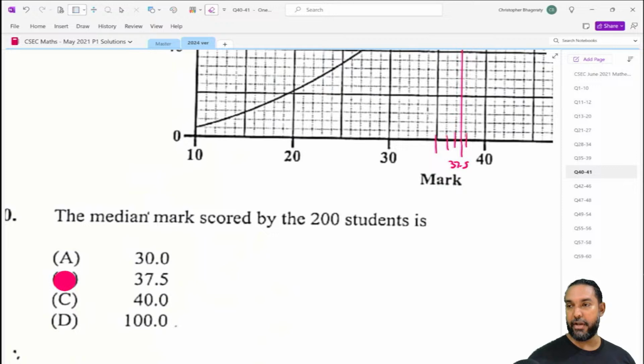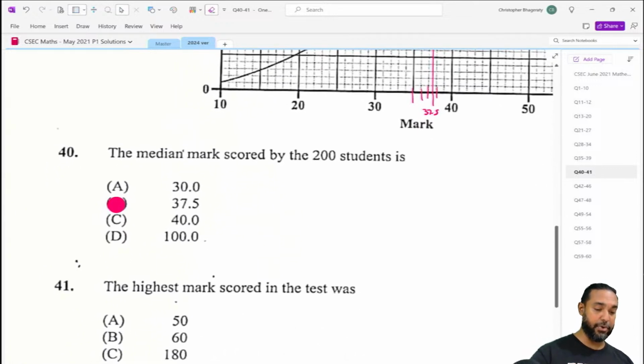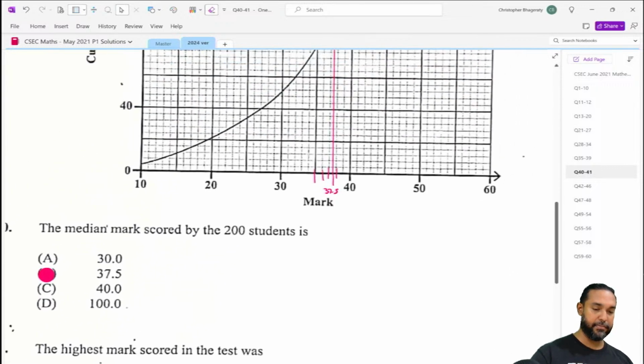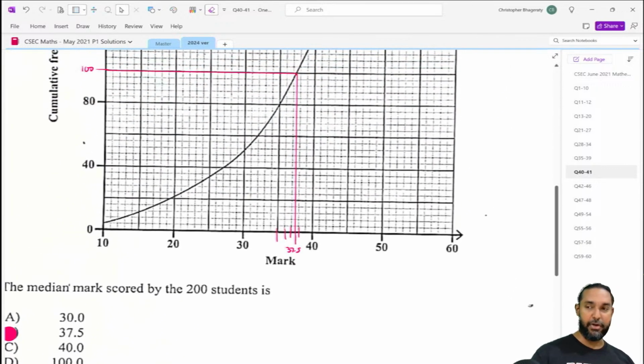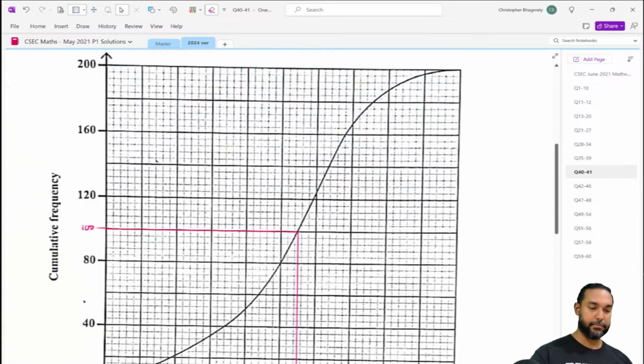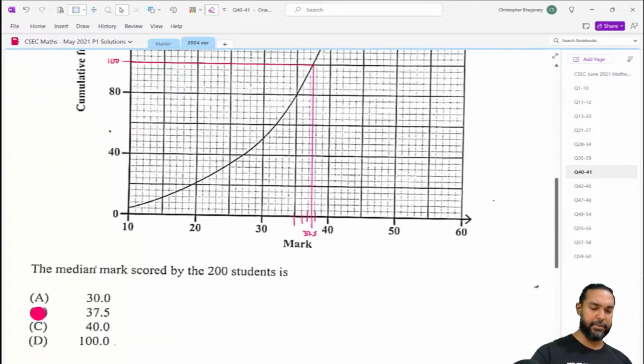All right, Rihanna, come back. We're going on, Rihanna. Right, lovely. Now, the highest mark scored in the test was... so the mark is on the horizontal axis, right? So that's 60. Yeah, I think it's 60.